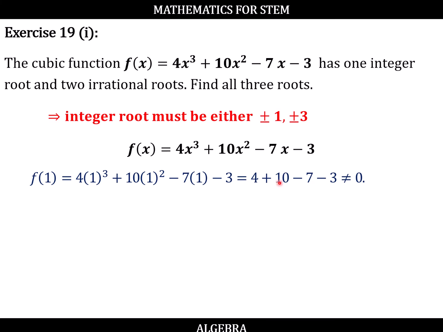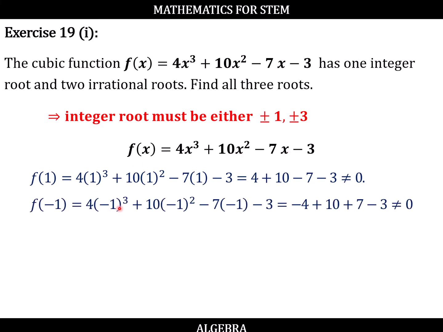4 plus 10 is 14. Take away 7, take away 3 gives 4. That's not 0. So x equals 1 is not a root. Next, we're going to test with x equals minus 1. So everywhere we had an x, we're going to replace each of the x's with a minus 1.